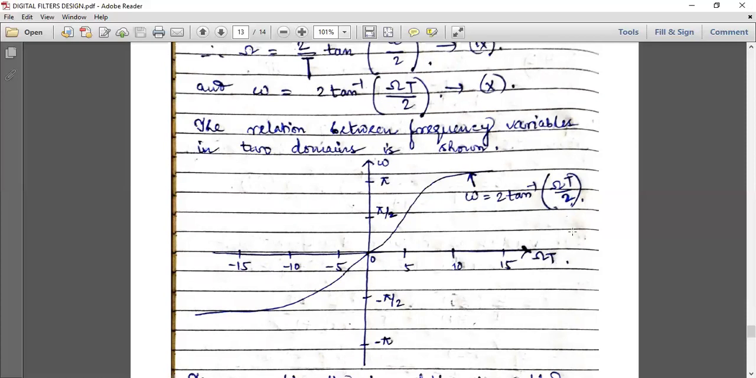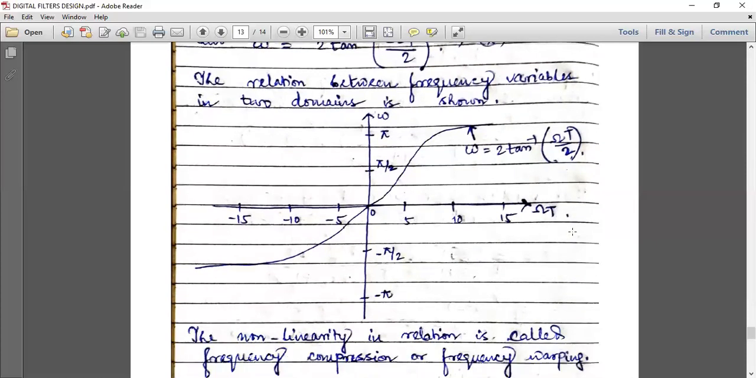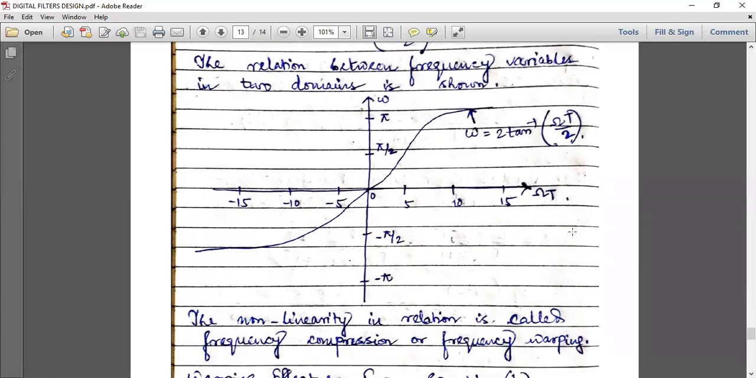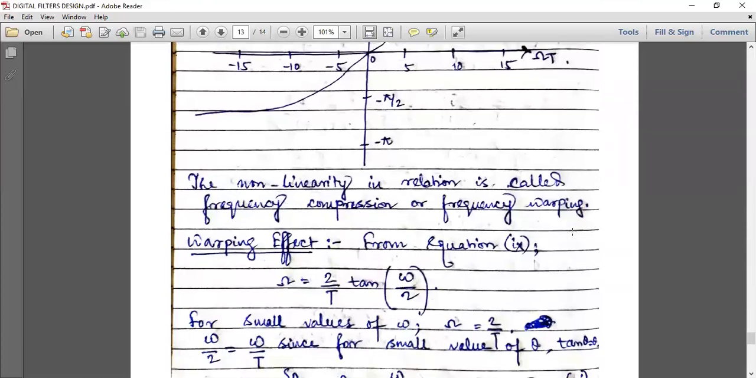So this non-linearity in relation, again note this, this non-linearity in relation is called frequency compression or frequency warping. Okay, this is what we call the warping effect. So now we will come next to the warping effect.